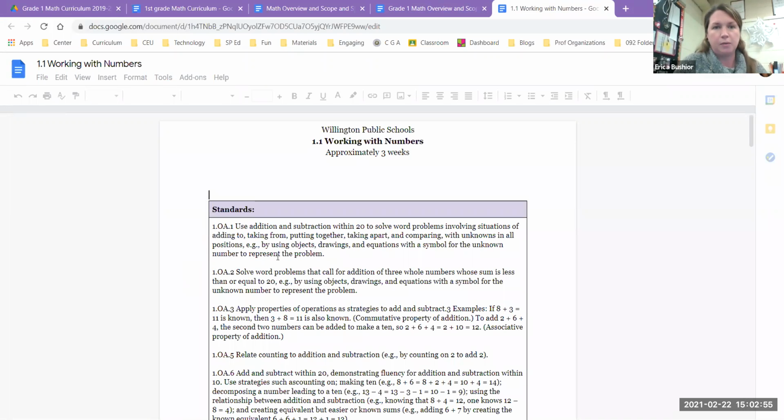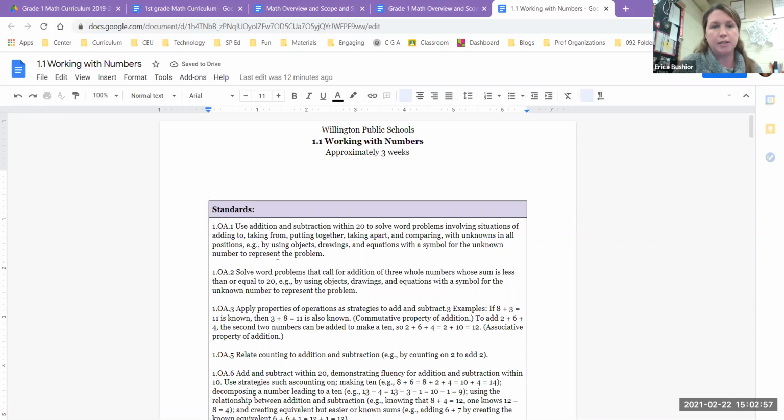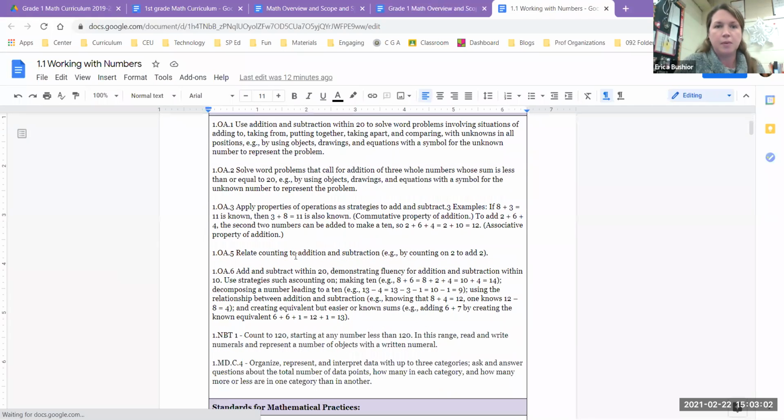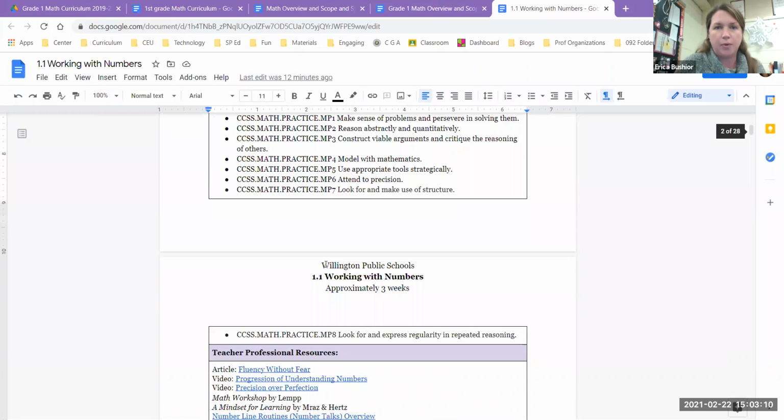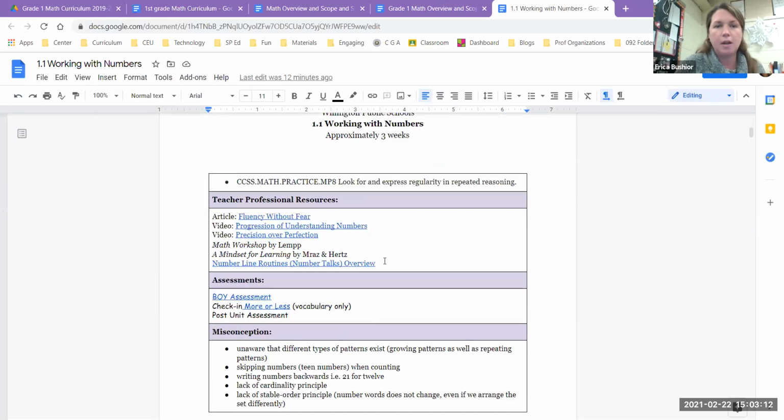will look like this, which I believe the teachers will like more because everything is all in one document and just hyperlinked inside. Again, it starts with all the standards that this unit will be working on, including the mathematical practices. Teacher resources, which we have worked with most of these. A lot of PD has already been put into a lot of these resources.